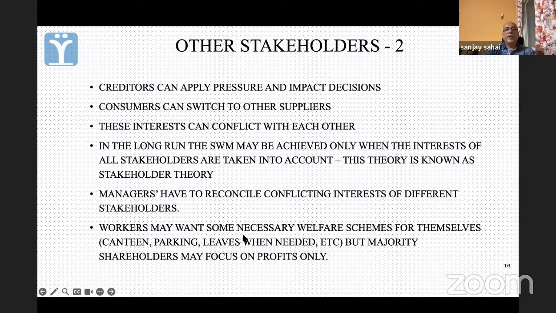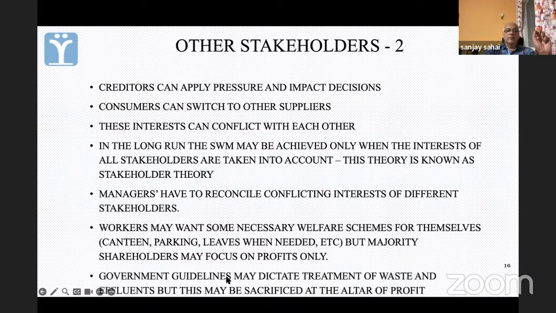For example, workers may want some necessary welfare schemes for themselves, canteen, parking, more leave, etc. But majority shareholders, जो investors हैं, they are interested only in profits. और अगर आप वर्कर की बात मानते हैं तो इनका प्रॉफिट कम जाएगा, इनकी बात मानो तो वर्कर्स नाराज हो जाते हैं. You begin to have trade union problems. So it's a very, very tricky world. Government guidelines may dictate treatment of waste and effluents, but this may be sacrificed at the altar of profit.